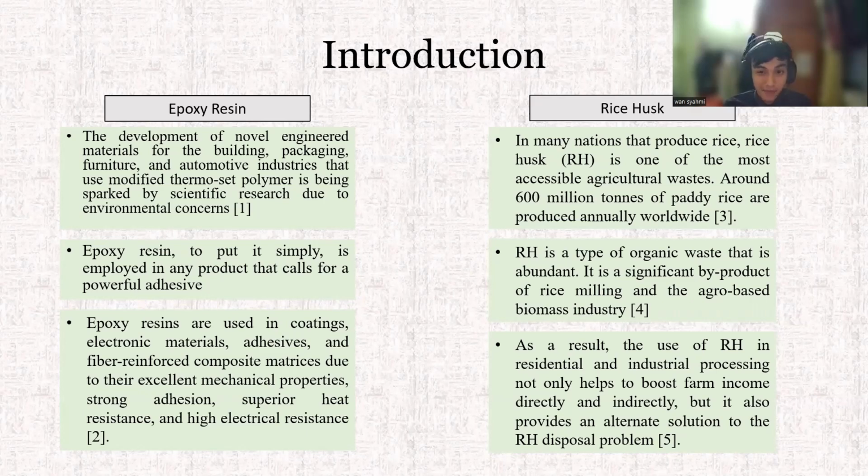For rice husk, in many nations that produce rice, husk is one of the most accessible agriculture waste. Around 600 million tons of paddy rice are produced annually worldwide. Rice husk is a type of organic waste that is abundant. It is a significant byproduct of rice milling and agro-based biomass industry. As a result, the use of rice husk in residential and industrial processing not only helps to boost farm income directly and indirectly, but it also provides an alternate solution to the rice husk disposal problem.